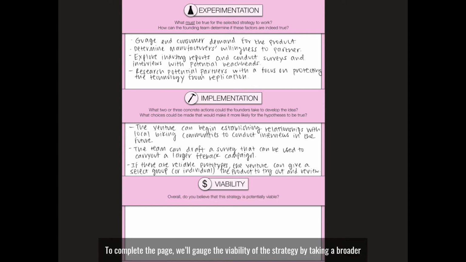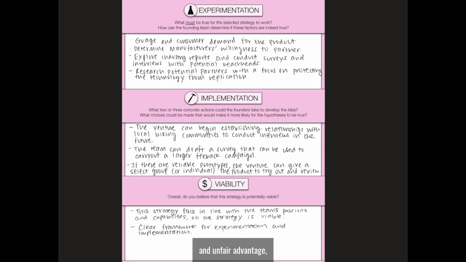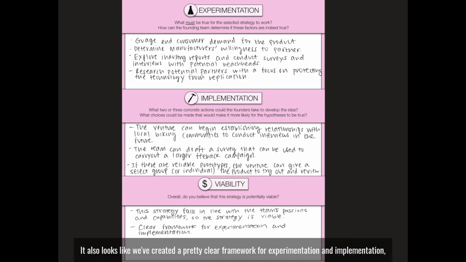If the feedback that they receive is positive and there's good enthusiasm from potential customers, the hypotheses are likely true. And to complete the page, we'll gauge viability of the strategy by taking a broader look at everything that we've considered. I'd say that given the founder's passion and unfair advantage, the strategy is pretty viable. The team's passionate about creating products with the power to revolutionize urban landscapes, and the team is pretty well equipped to execute this plan. It also looks like we've created a pretty clear framework for experimentation and implementation. So it shouldn't be too difficult for this venture to hit the ground running.